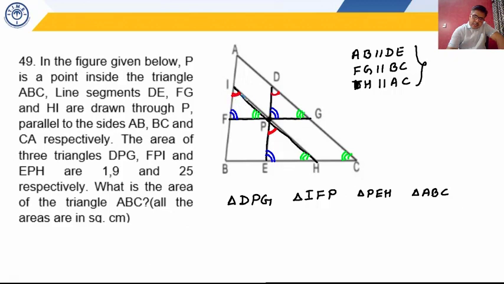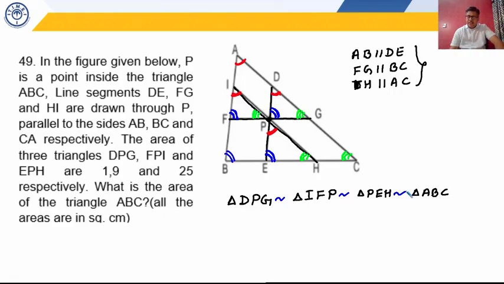So angles I, D and P are corresponding angles. In a similar fashion, it equals angle A. So this angle, this angle, this angle, this angle are equal. Similarly, F, P, E, B are equal. Similarly, I, G, H and C are equal. So can I say all these triangles are similar? This is similar to this, and similar to this.